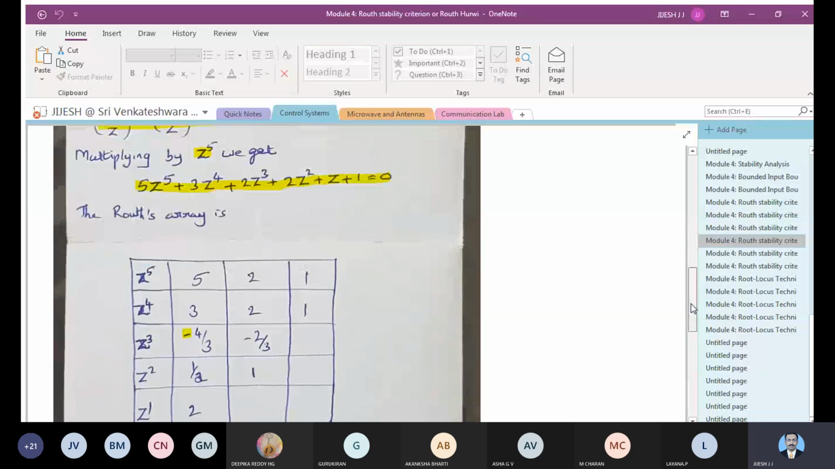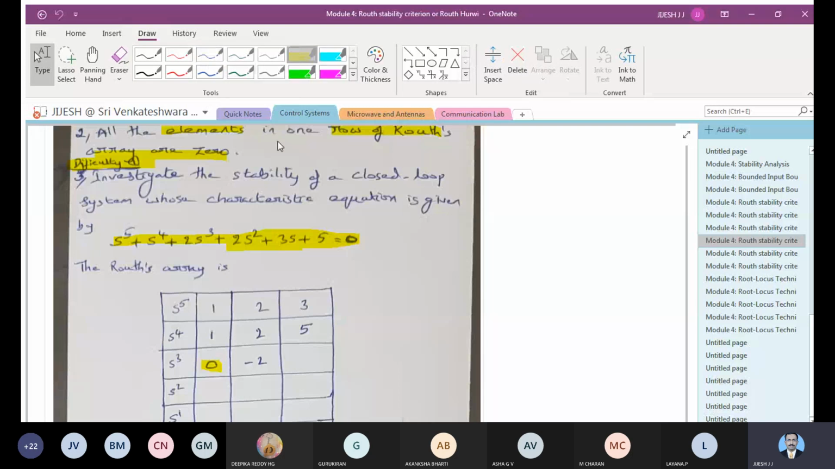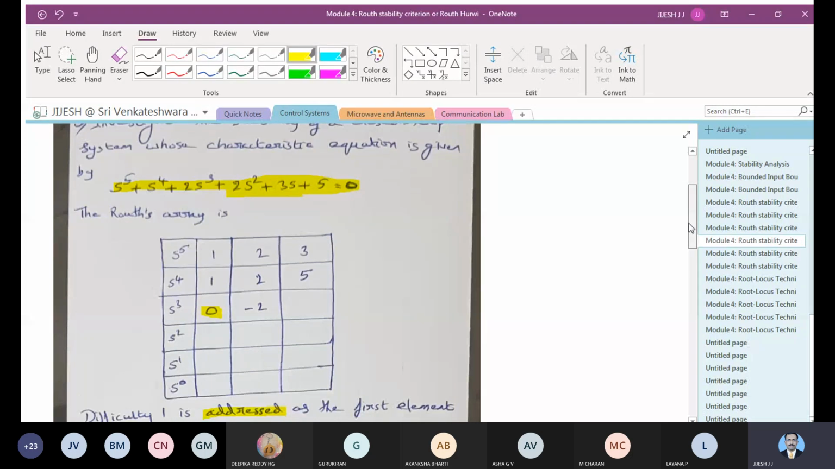Okay. So last class we have seen one difficulty, difficulty one, where we have written s raised to 5 plus s raised to 4 etc. is equal to 0. You have found that one of the elements in the first column, here s cube, turns out to be 0. Once this turns out to be 0, it is very difficult for us to further continue with the root stability criteria.